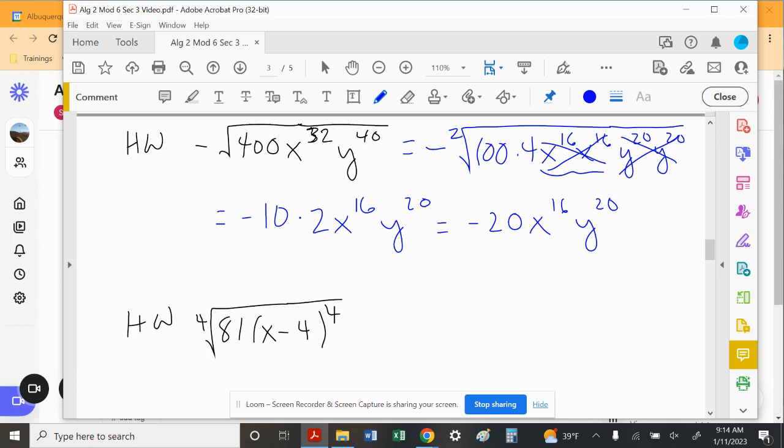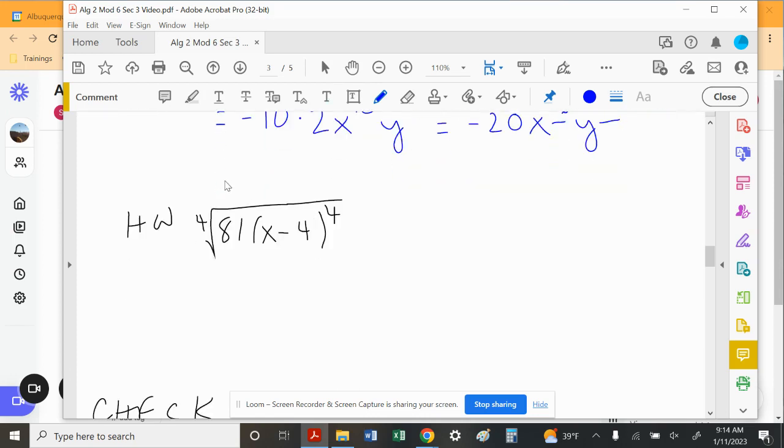Okay, now notice we don't have to apply the rule because you'll notice both powers on the variables come out to be even. So the rule is if this is even and these are odd, then I have to apply the absolute value rule. Okay, so next one.